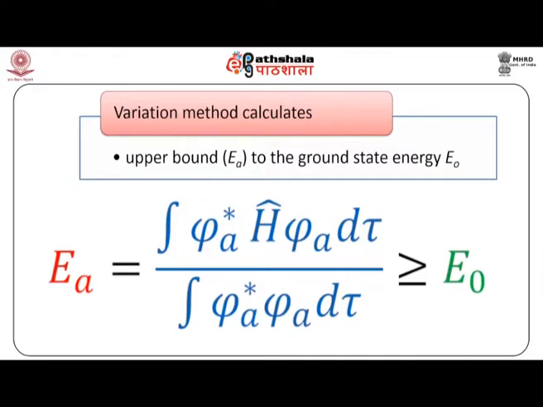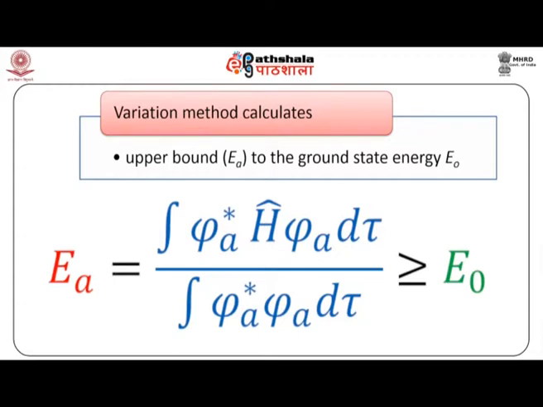The most important step for solving eigenvalues of complex systems using the variation method is choosing or guessing the right guess or trial function psi A, which determines the success of the variation method. The closer psi A is to psi naught, that is the ground state wave function, the closer E_A, the approximate energy, is to E naught, that is the ground state energy.